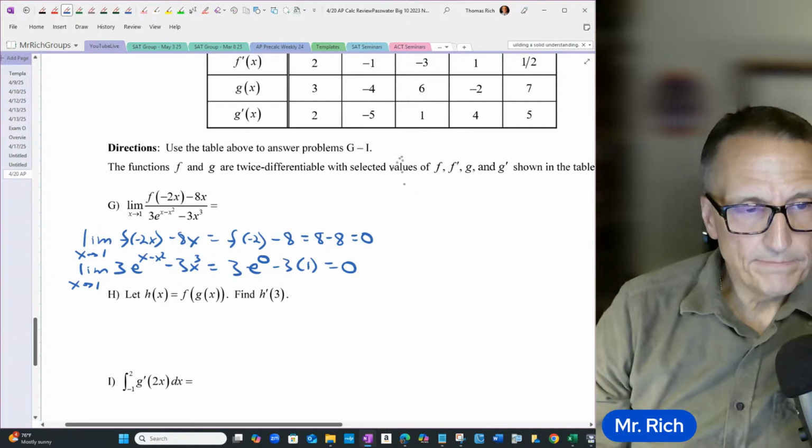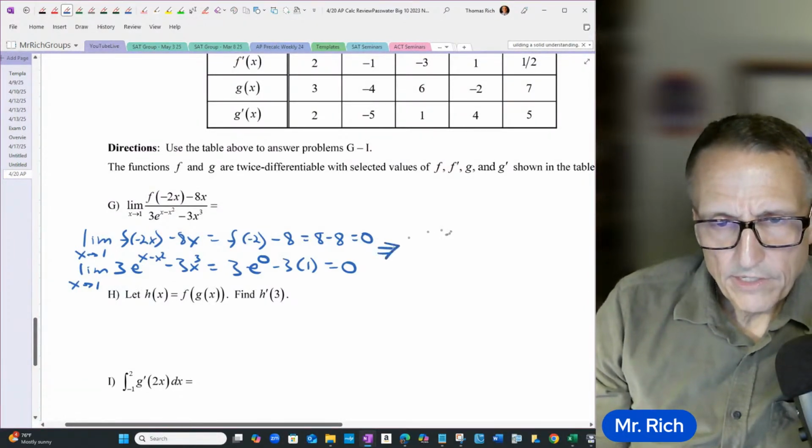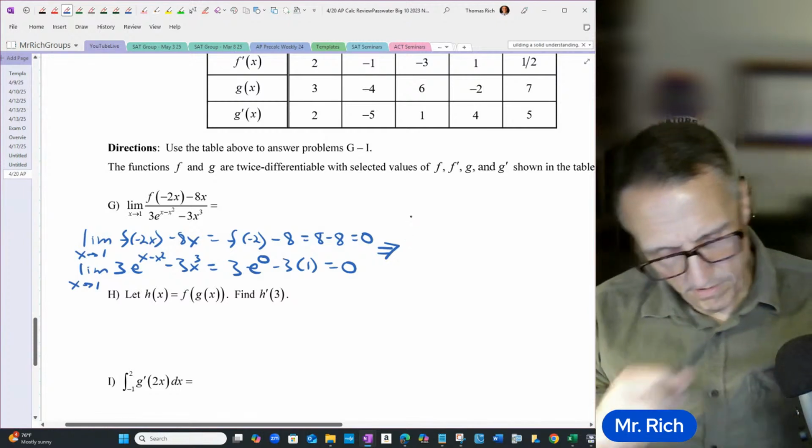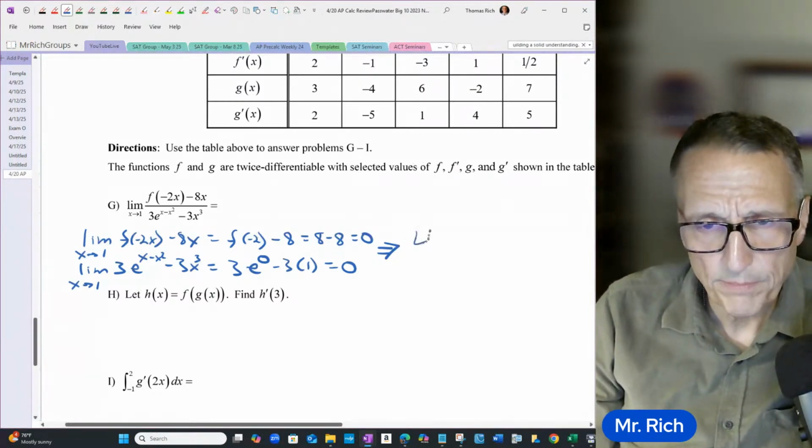So what I'm going to say, so therefore, L'Hopital's rule applies.